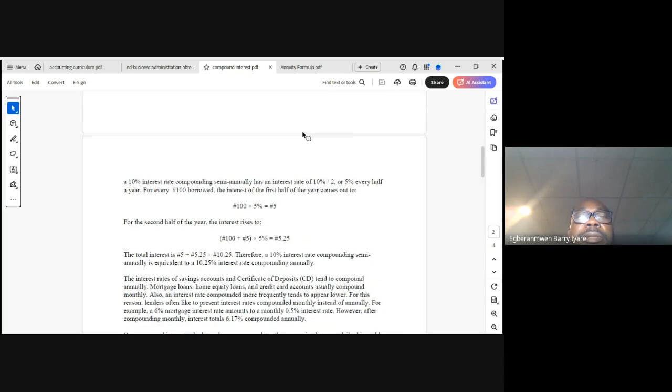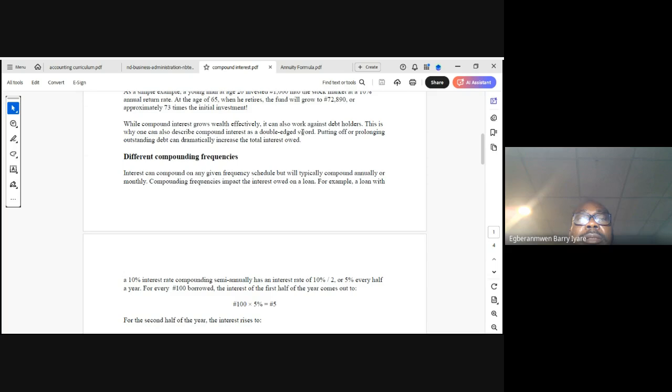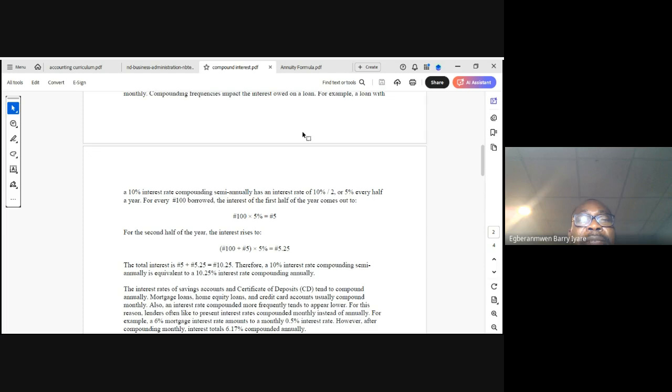Let's take this. For example, a loan with a 10% interest rate compounded semi-annually has an interest rate of 10% per annum. Since it's semi-annually, or biannually, that is 5% every half a year. For every 100 naira borrowed, the interest for the first half of the year comes out to be 100 times 5%, which is 5 naira.